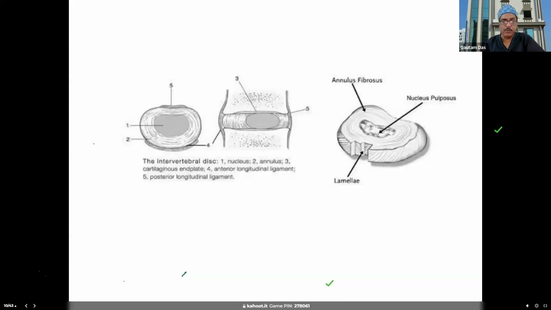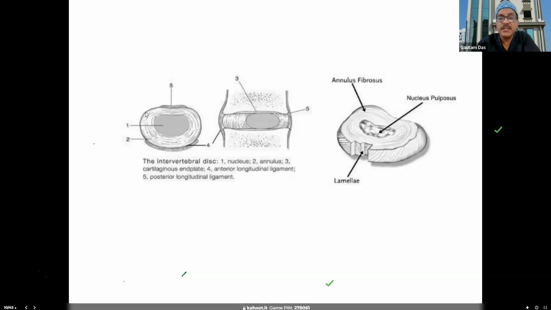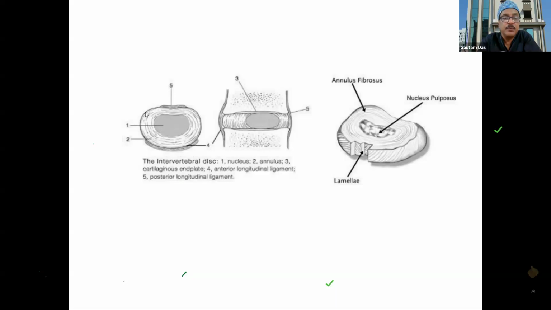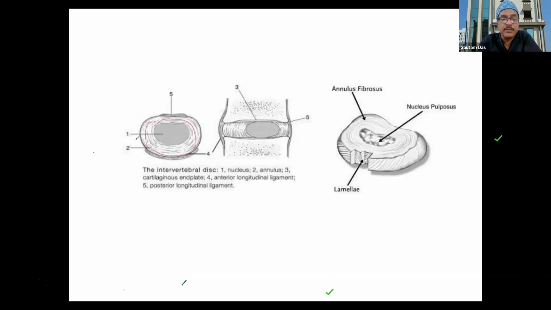If you look at the disc, it has three important structures. One is the annulus. This outer layer, a thick fibrocartilaginous structure, is the annulus. Then we have the nucleus pulposus, which is a soft gel-like thing. And the third structure is your end plate, the cartilaginous end plate, one above and one below.